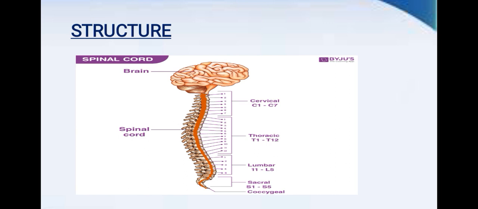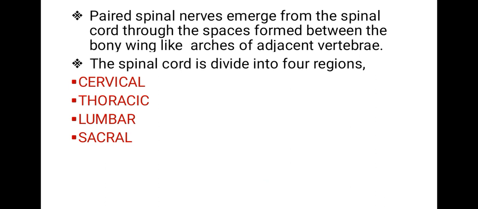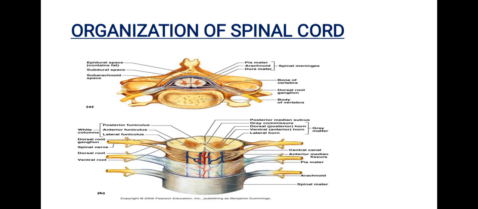Structure: cervical spinal cord, thoracic, lumbar, sacral, coccygeal regions. Paired spinal nerves emerge from the spinal cord through the spaces formed between the bony arches of adjacent vertebrae. The spinal cord is divided into 4 regions: cervical, thoracic, lumbar, and sacral.